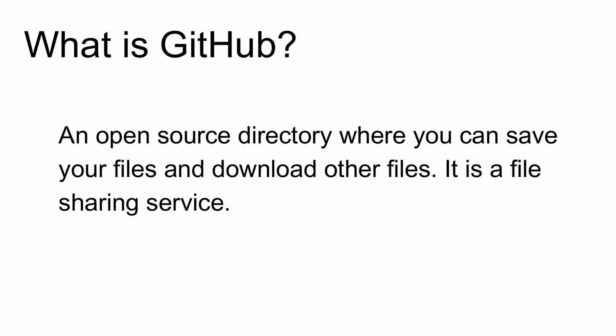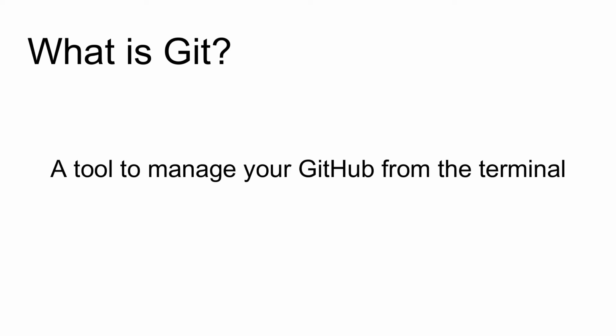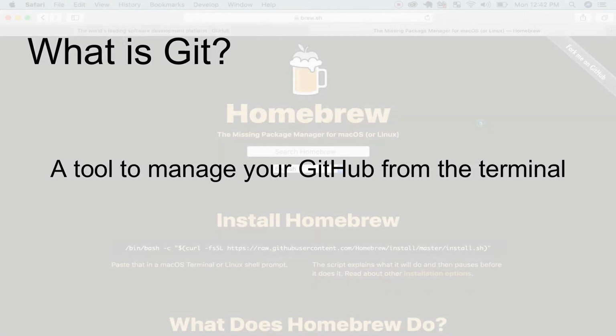What is GitHub? GitHub is an open source directory where you can save your files and download other files. It is a file sharing service. What is Git? Git is a tool to manage your GitHub from the terminal.